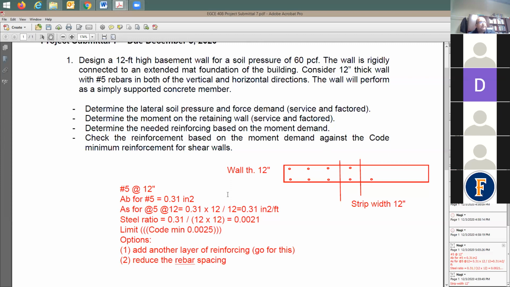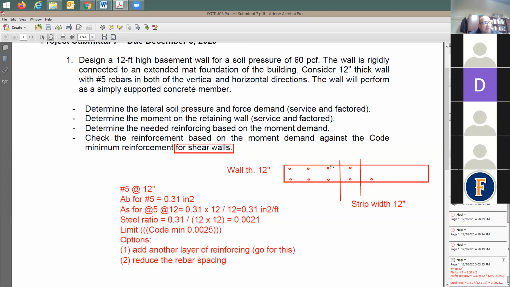Let me tell you the reason. This wall also works as a concrete shear wall. This is the reason that we have this statement there. And once you have a shear wall, you'd like to see 2 layers of reinforcing. So definitely I'm going to go with another layer of reinforcing. The spacing of this layer is up to you. You can keep it at 12 inch. And if you do this, As is going to be double, because you don't have just 1 rebar, you're going to have 2 rebars.